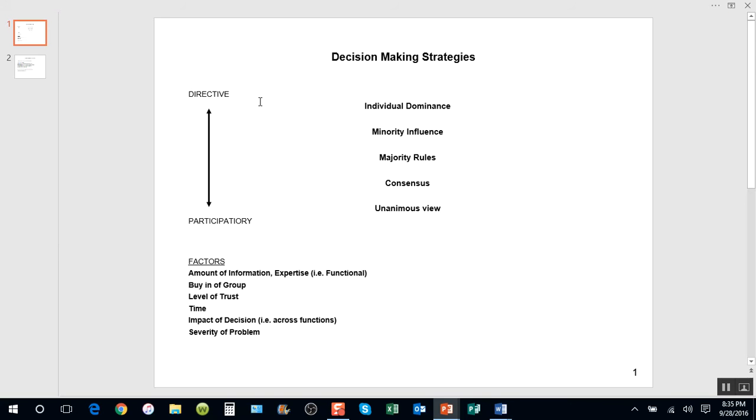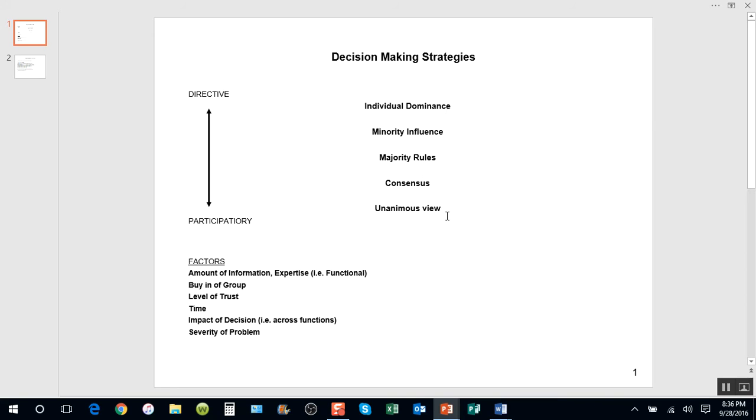Decisions run the gamut. They run from directive to participatory. So, for example, an individual dominance or a minority influence approach. The individual dominance could be something as simple as, look, I'm the senior leader here. This is very important to me, and I have to make the decision on this. Minority influence might be if, let's say, there's a highly technical area that very few people have knowledge of. You might pick the top people in that particular area and say, all right, you two or three go study the issue and come back to us with your recommendations. So that would be an example of minority influence.